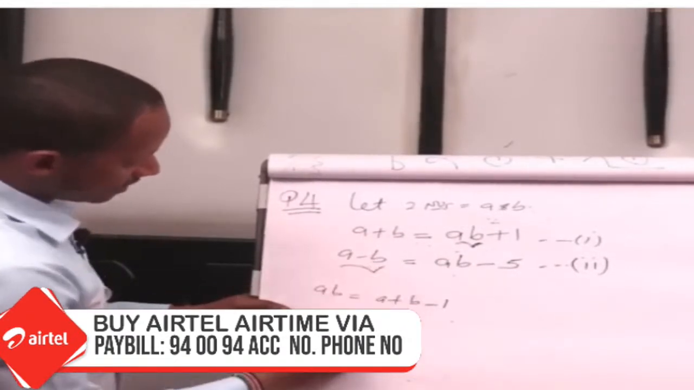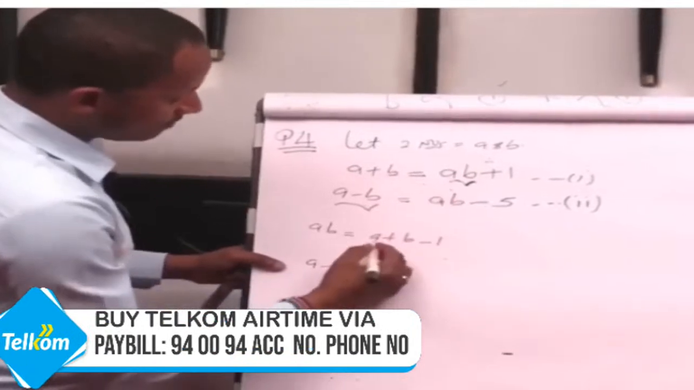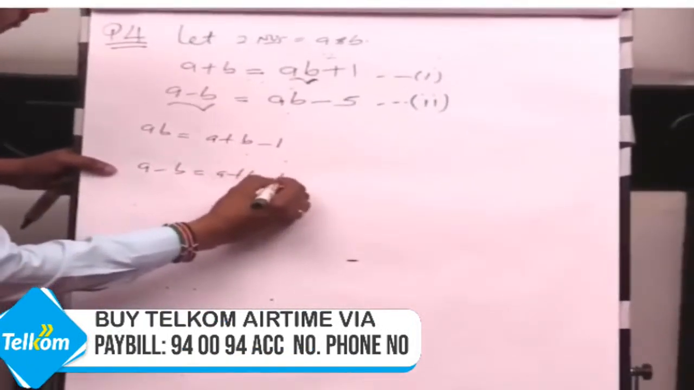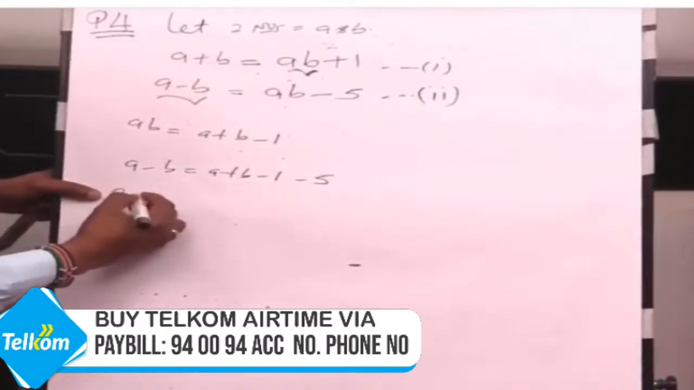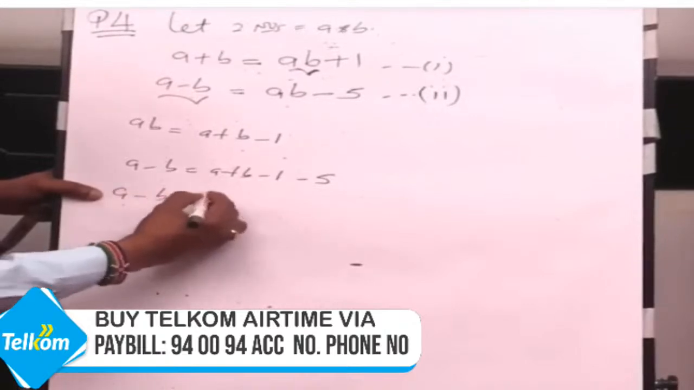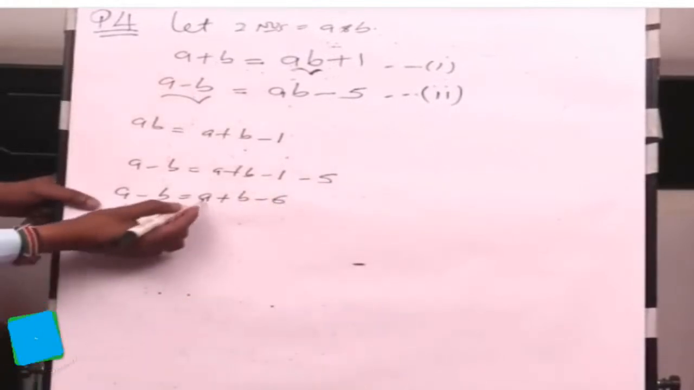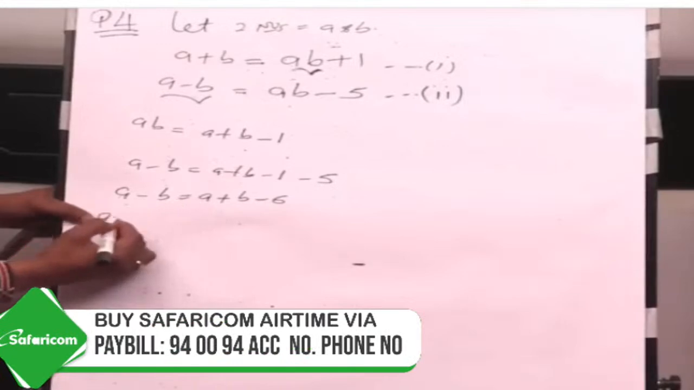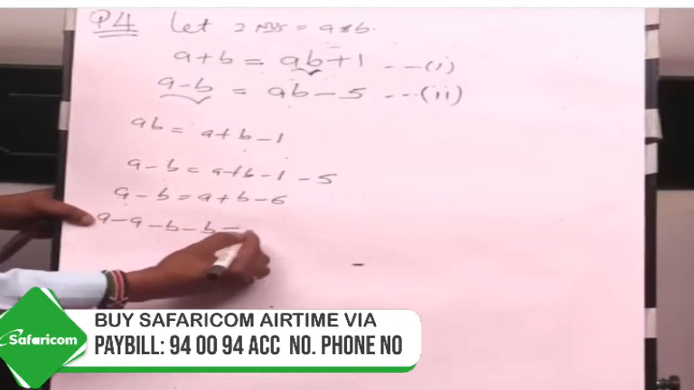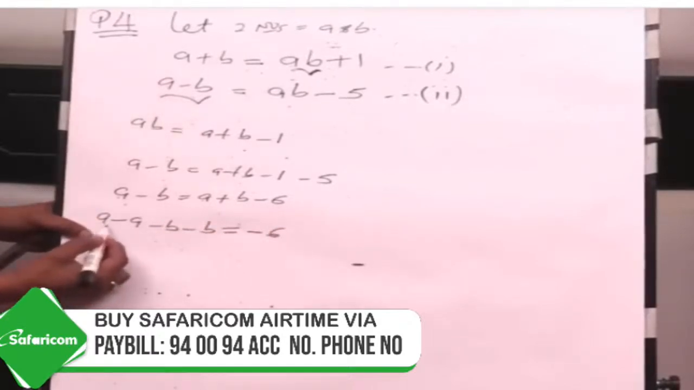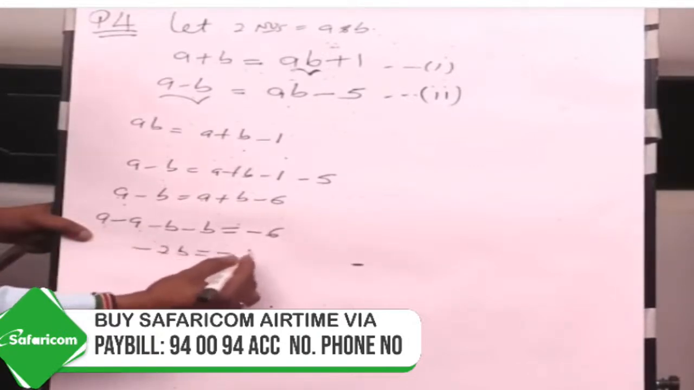So this is A minus B equals, sorry, AB. But AB is A plus B minus 1, minus 5. You bring down this 5. So A minus B equals A plus B minus 1 minus 5, which is minus 6. Collect the like terms. A crosses the other side and becomes minus A. Then B crosses this side and becomes minus B equals minus 6. Therefore, A minus A is 0, but minus B minus B is minus 2B equals minus 6.